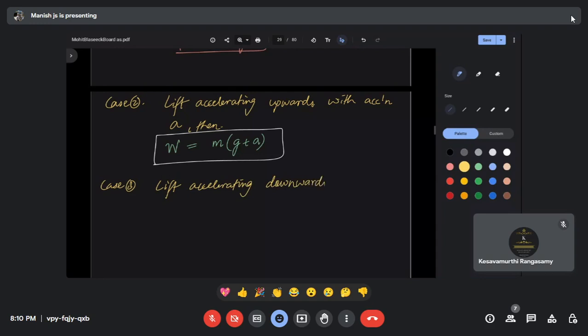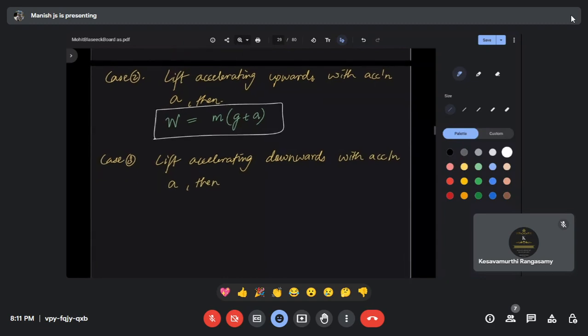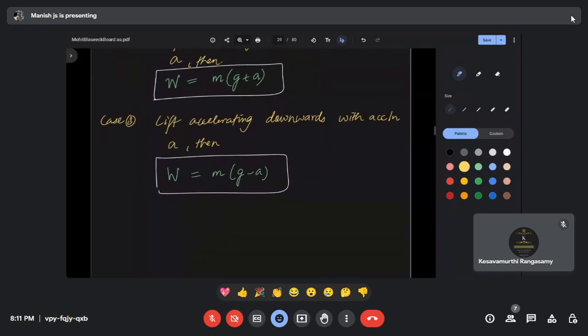Case 3, third case, when lift is accelerating downwards with acceleration a. Then what is the relation? Let's see. Then the relation is the weight is going to be m times, this time, g minus a, because it's going downwards or accelerating downwards. Simple. So this is the formula. This is case 3.